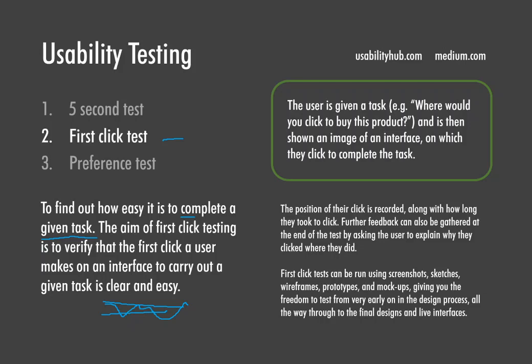So the user, your friends and family, is given a task. For example, where would you click to buy this product, if you're designing a shopping website? And you show an image of an interface, your prototype, on which they can click to complete a task. A paper prototype or a high fidelity prototype. Okay, let's see how it's done in more detail here. The position of the click is recorded along.